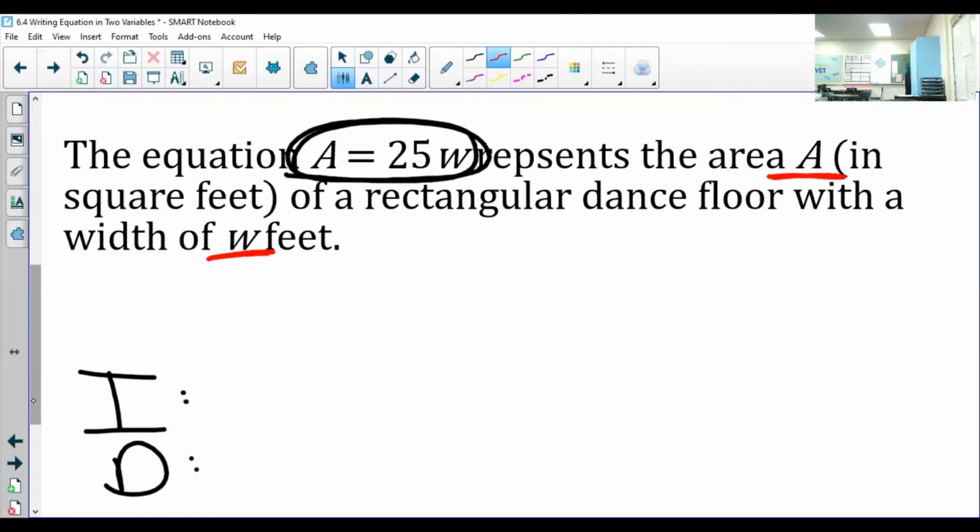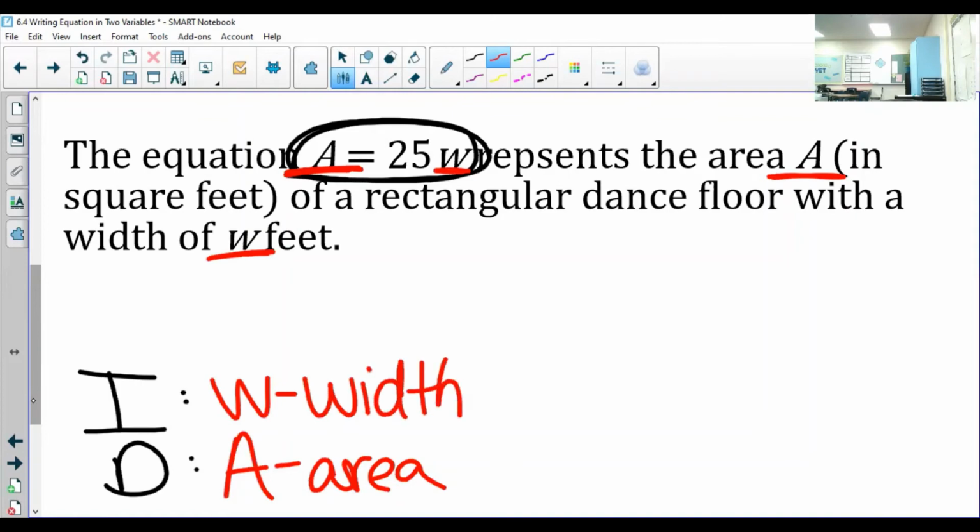Now, I told you last time you can think about this, right? Does the area, so the space this takes up, depend on the size of the dance floor, or does the size of the dance floor depend on the area of the whole dance floor? And you could go round and round thinking about that, but if you remember, I told you this variable out here all by itself is always the dependent variable. So we know the dependent variable is going to be A, area, which means what's left, the one over here that's part of the equation, is independent, which is going to be the width, okay?